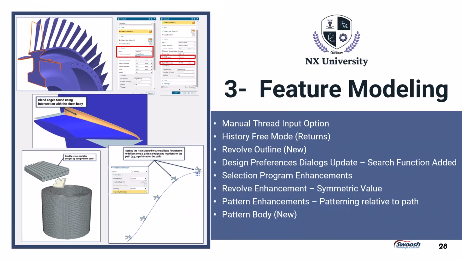Next, we'll take a look at some feature modeling enhancements inside your NX software. We'll take a look at the following categories: manual thread input options, history free mode, which returns to the software, the Revolve Outline, which is a new capability, design preference dialog settings, such as search functions that have been added here, selection program enhancements, Revolve enhancement, symmetric value, some pattern enhancements, patterning relative to a path, and then we'll also take a look at one final feature here, which is pattern body. This is a new functionality inside the software. So let's go ahead and begin taking a look at these feature modeling enhancements.